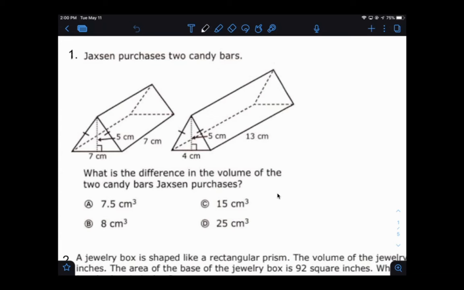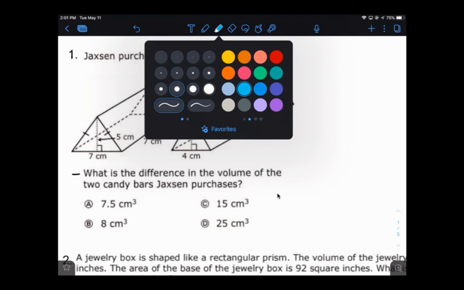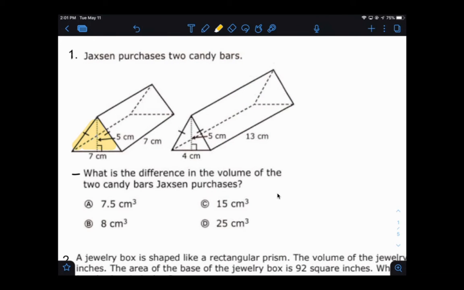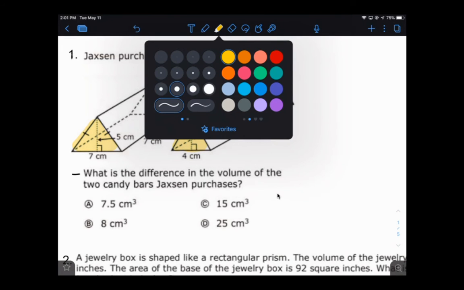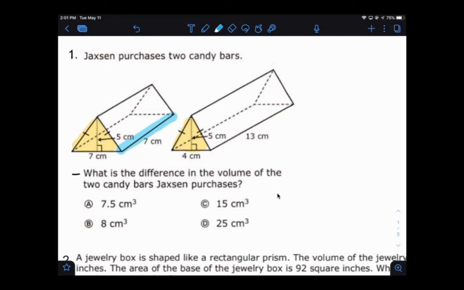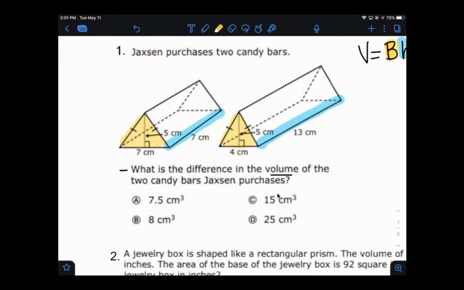So here, the first question says, what's the difference in the volume of the two candy bars Jackson purchases? So here we have two triangular prisms, and so I'm going to highlight the base of this triangular prism and then also the base here, right? I'm going to also highlight the height of this one and the height of that triangular prism. And to find the volume of these triangular prisms, we need to use the formula volume equals area of the base times the height. And so the height is the distance between the two bases, and the area of the base for this particular problem is going to be a triangle.